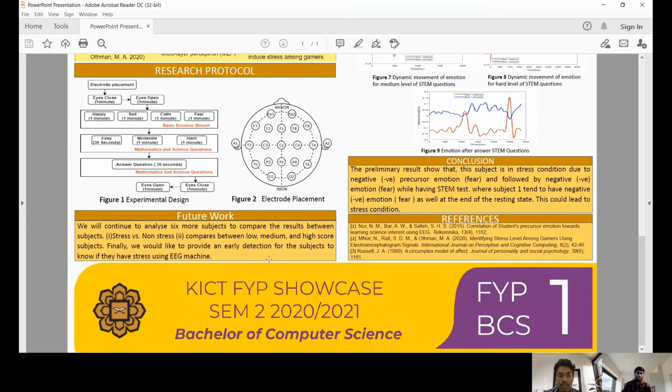Future work. We will continue to analyze 6 more subjects to compare the result between subject stress versus non-stress, and compare between low, medium, and high score subjects. Finally, we would like to provide an early detection for subjects to know if they have stress using the EEG machine.